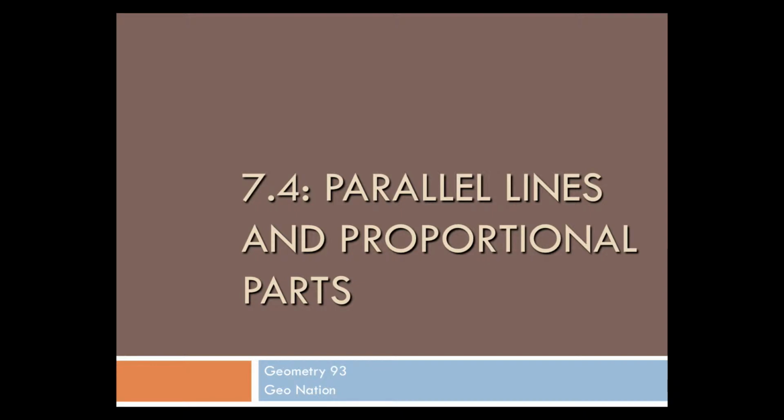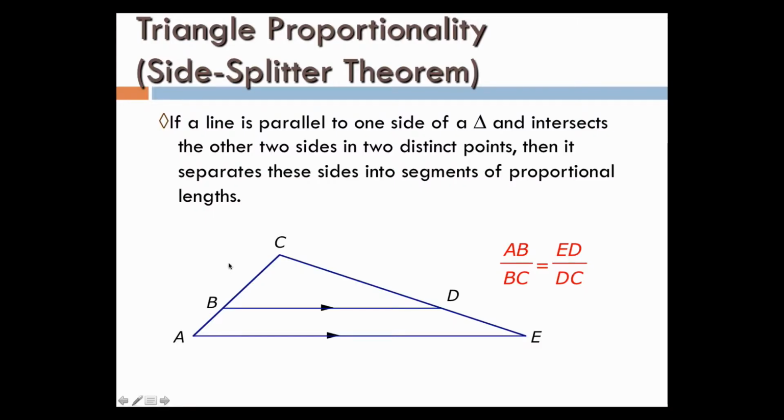All right, so we're going to go back to 7.4 today, which looks at a scenario that we've seen a number of times, that now will give us a theorem to apply to that scenario. Here's what we call the side splitter theorem. And you've seen that picture before. That's the triangle with a triangle within a triangle. So you've got the two parallel lines here.